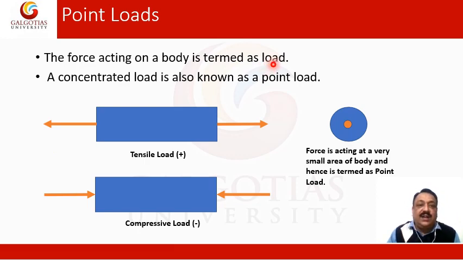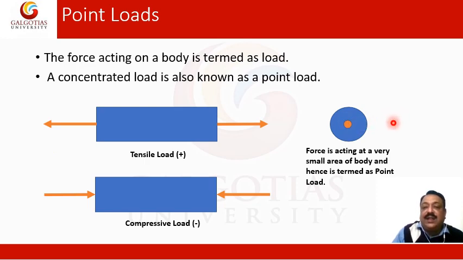The concentrated load, which is also known as point load, is the most popular load used in strength of materials. You see what I mean by the word concentrated. If you look at this figure, I have shown you two circles, the dark yellow circle and the blue circle. The blue circle shows the cross-sectional area of the member, and the yellow force is pulling it in order to increase its length.